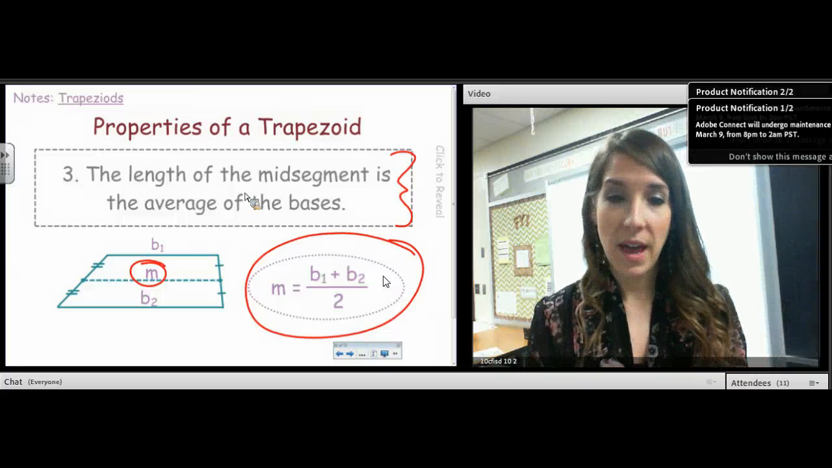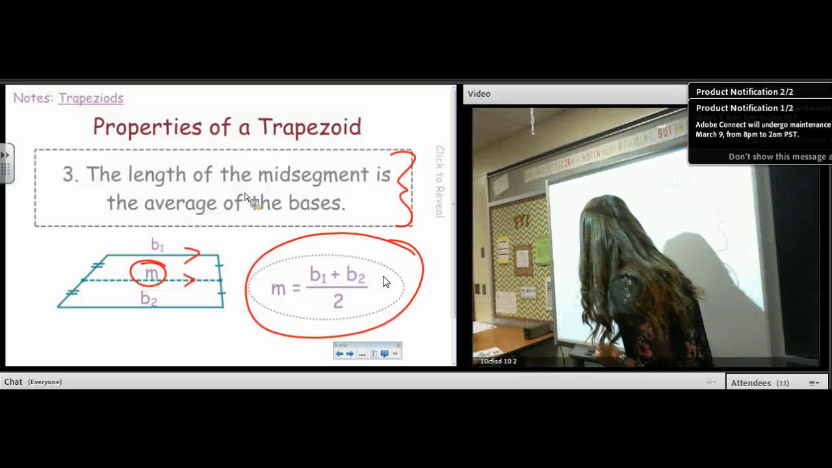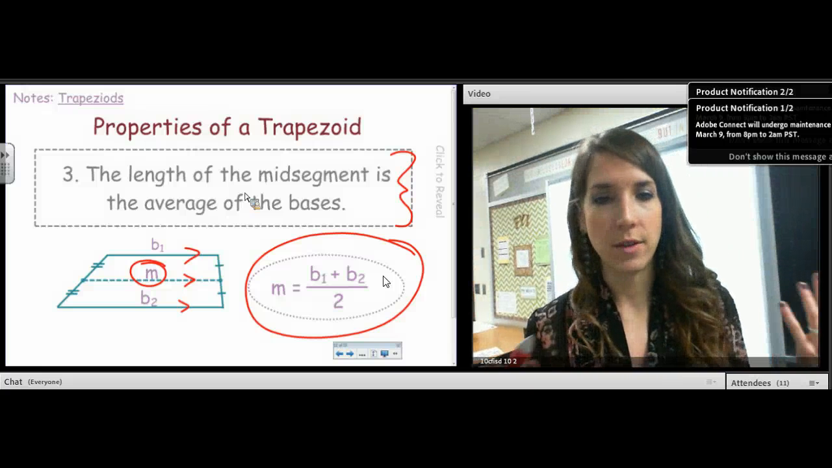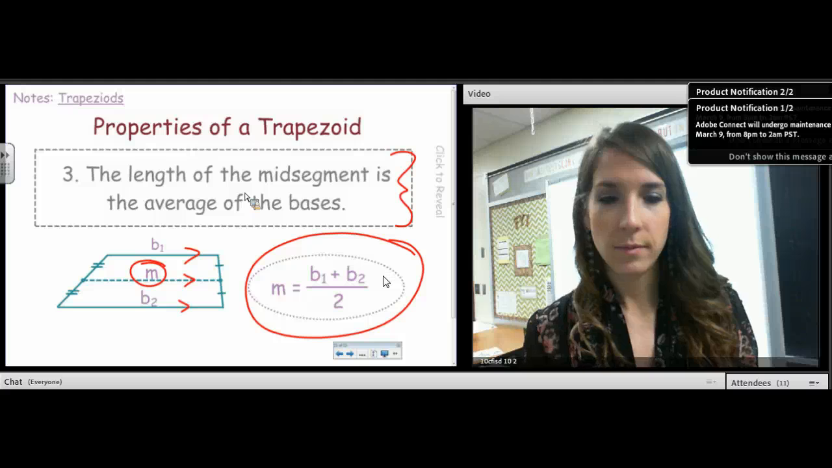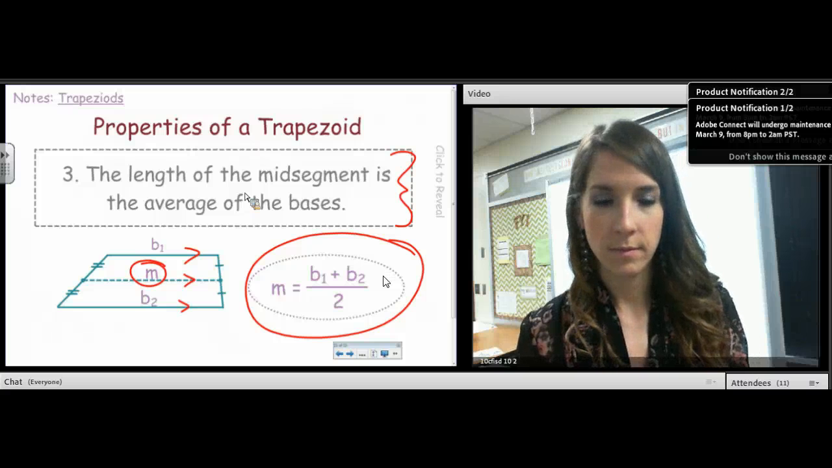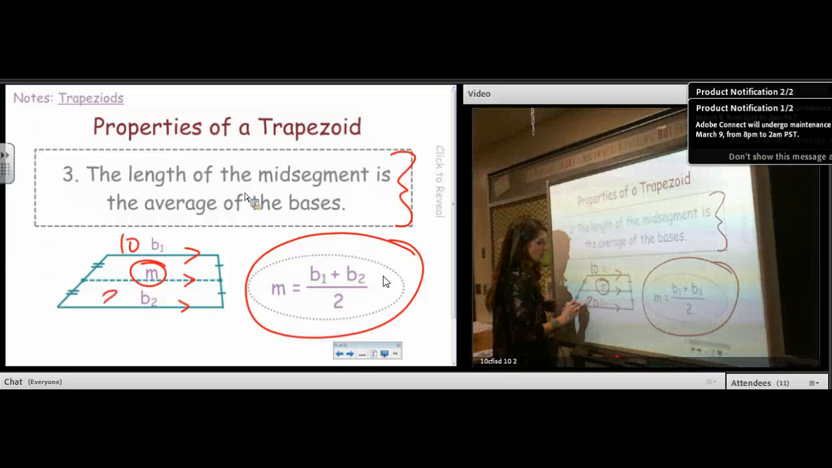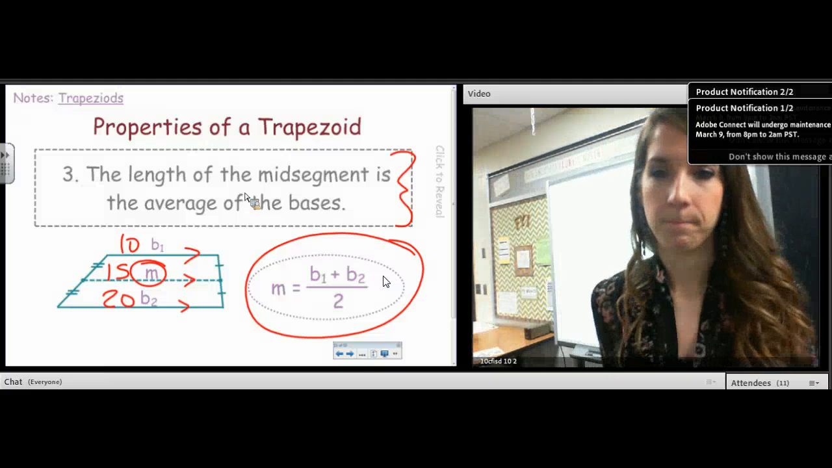So the mid-segment is parallel to the bases, and its length is the average of the bases. Add them up, divide by 2. So what that's saying is if this is 10 and this is 20, then that mid-segment is right smack in the middle, 15. 15 is the number right in the middle of 10 and 20. Okay.